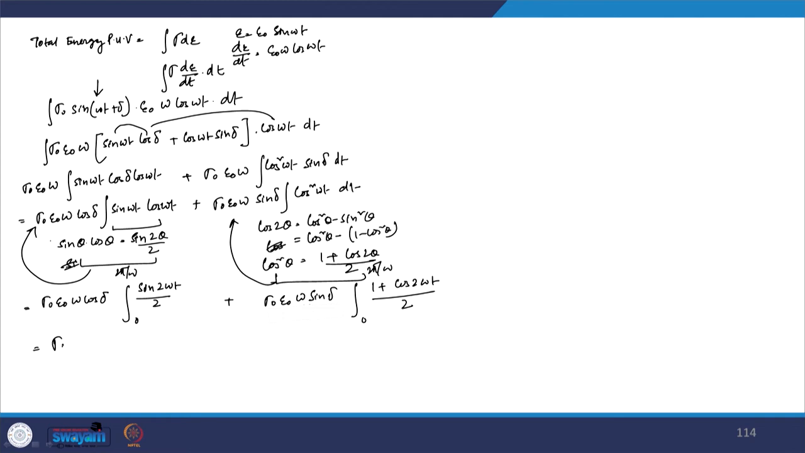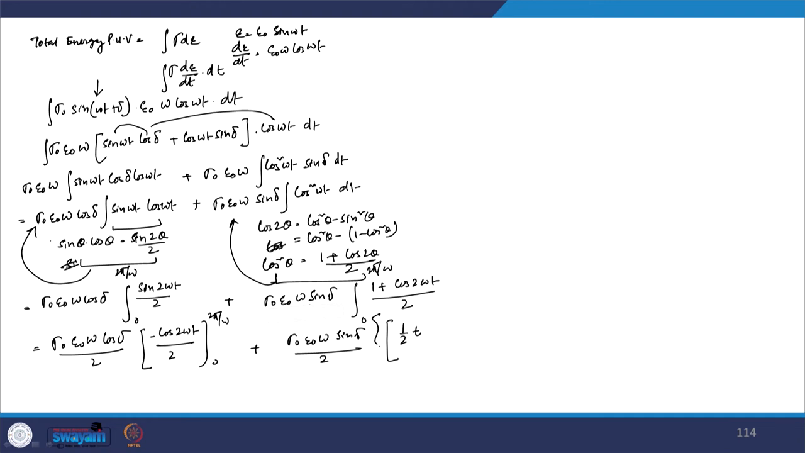So, this is now just simple integration: epsilon naught omega cos delta by 2. So, sin 2 omega t we have. So, this is minus cos 2 omega t by 2, 0 to 2 pi by omega, and this is sigma naught epsilon naught omega sin delta by 2. So, this can be done by parts. So, we have half of t, 0 to 2 pi by omega, plus sin 2 omega t by 2, the integration of cos 2 omega t here, all right, from 0 to 2 pi by omega, okay.